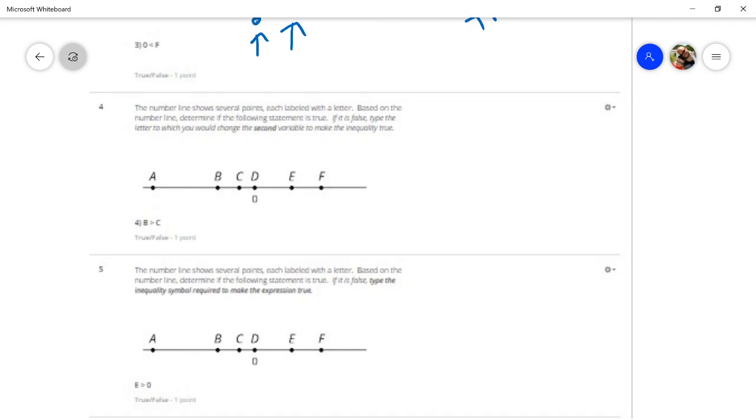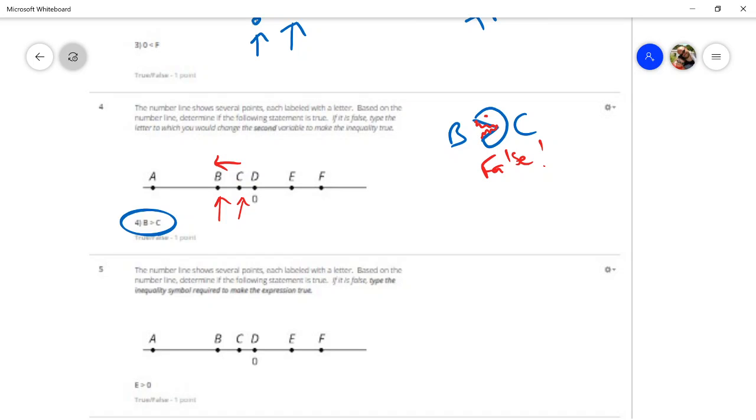The number line shows several points. Again, same as before. B is greater than C. There we go, get our little teeth, little evil eye. All right. So B is greater than C. B is to the left of C, so we know that that is false.